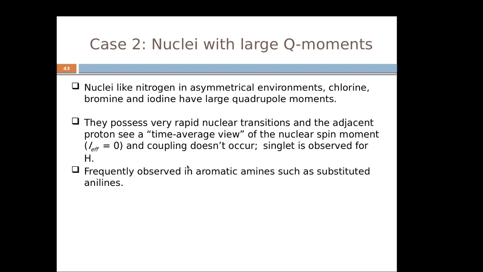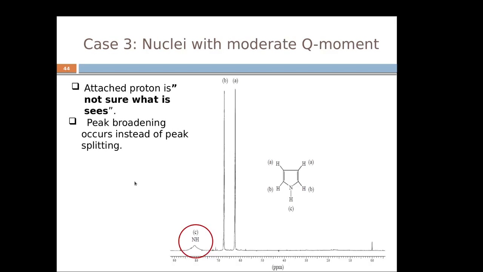So that means the proton is effectively decoupled from the nitrogen nucleus, and this effect is frequently observed in aromatic amines such as substituted anilines. The third case is a nucleus with a moderate quadrupole moment.